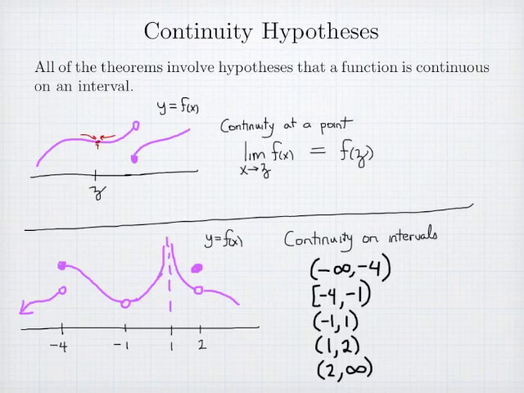However, I could look at smaller subintervals. So for example, between -4 and -1, I could go from -3 to -2. And notice now, my function is continuous at both endpoints. I would write that my function is continuous on the interval -3 to -2.